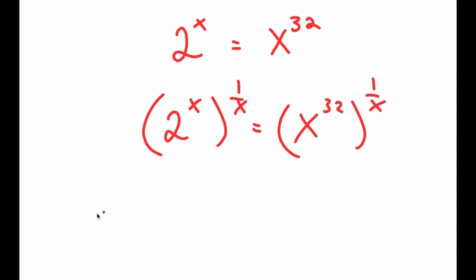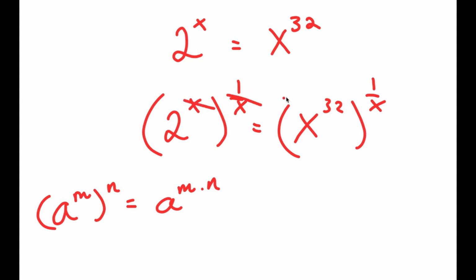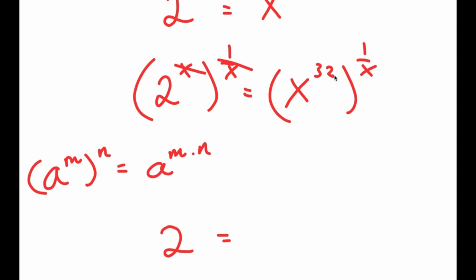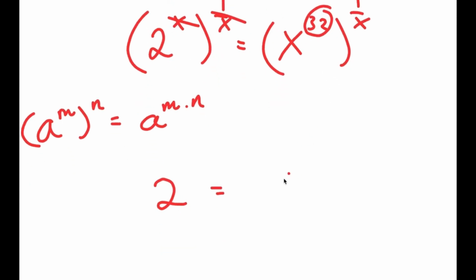And the reason I did this is because if I have something in the form a to the power of m to the power of n, this is equal to a to the power of m times n. So x and 1 over x cancel out. On my left-hand side, I just have 2. And for my right-hand side, 32 and 1 over x multiply to get 32 over x.